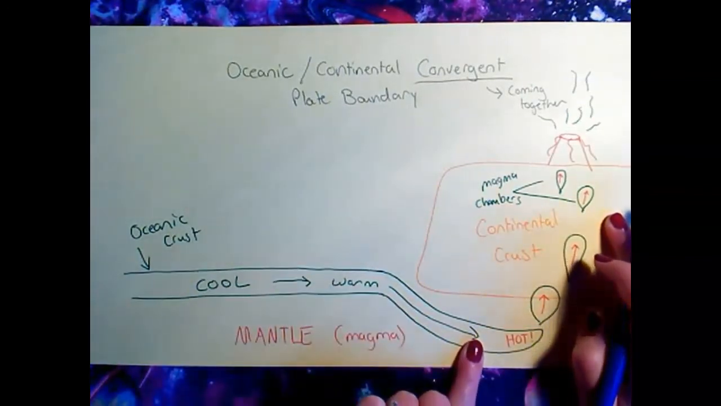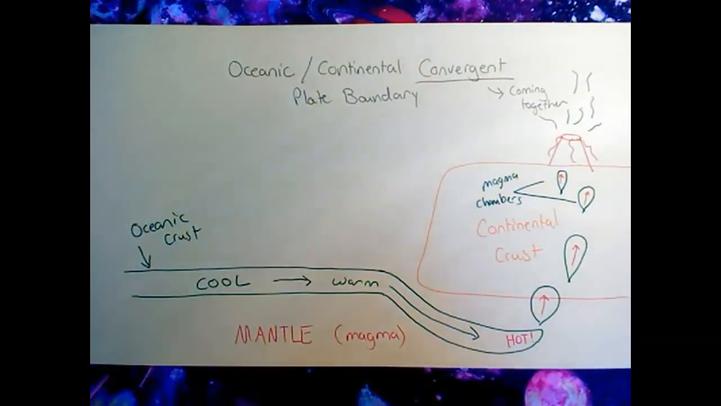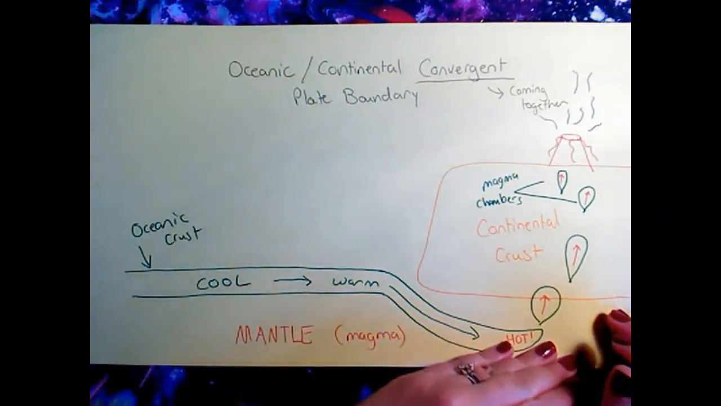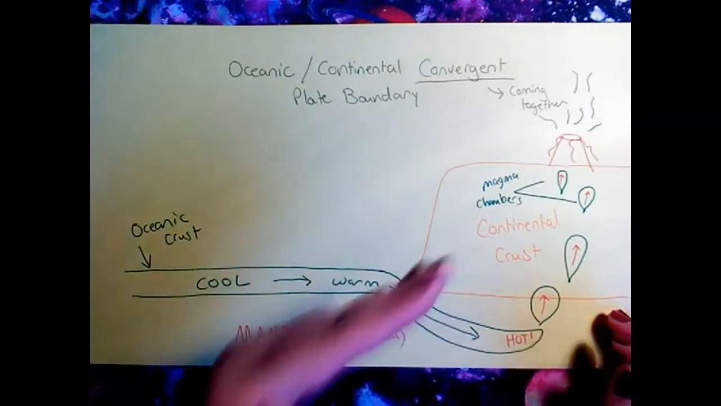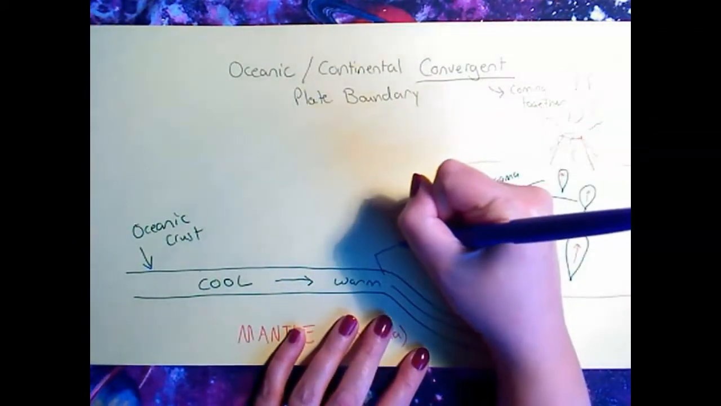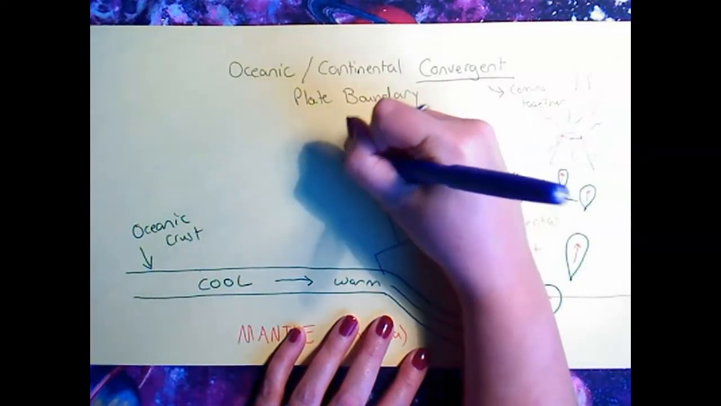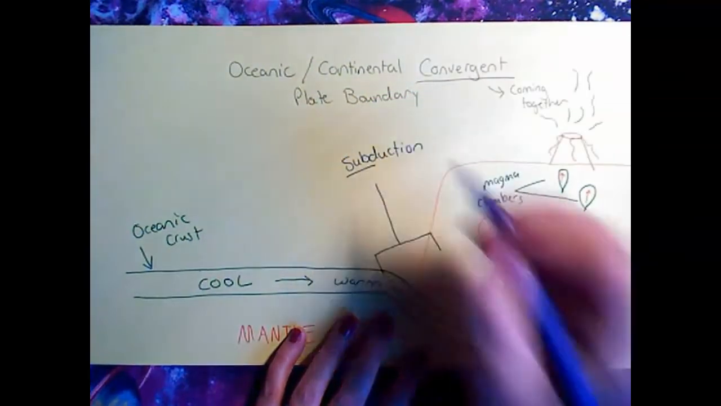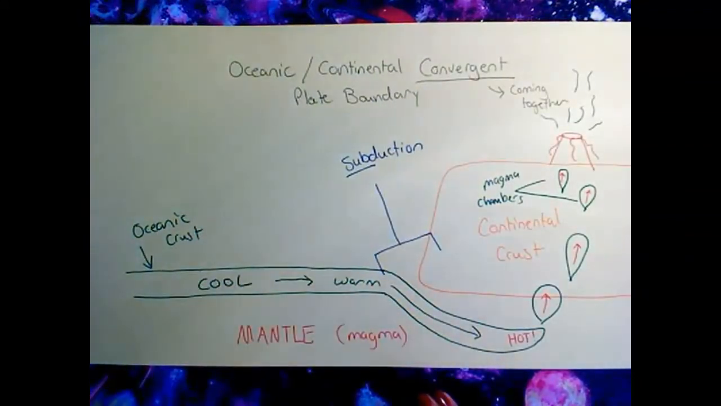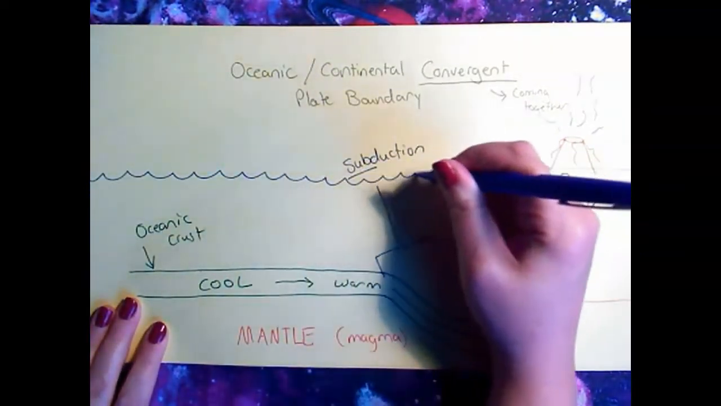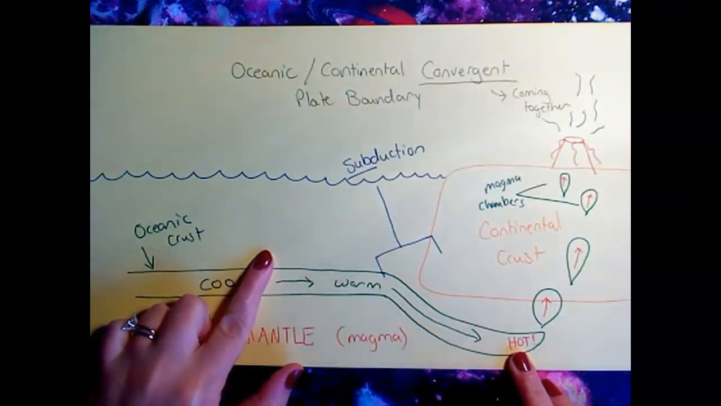Over here is something I want you to pay attention to. This process of this oceanic crust dipping down into underneath the continental crust has a name. This is called subduction. Notice the word part sub means under, and that's known as a subduction zone. I might want to go ahead and draw my water line to show that this is all happening under the ocean.